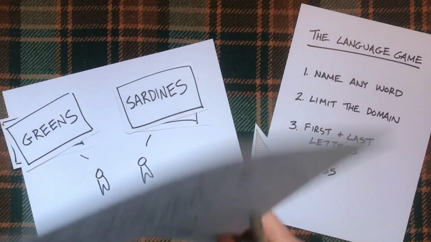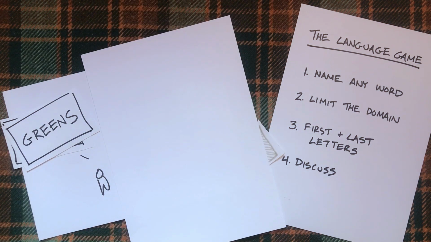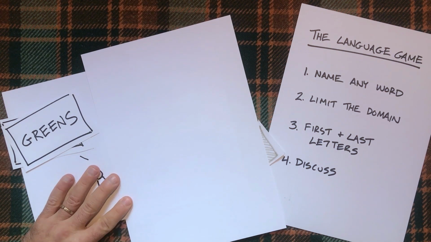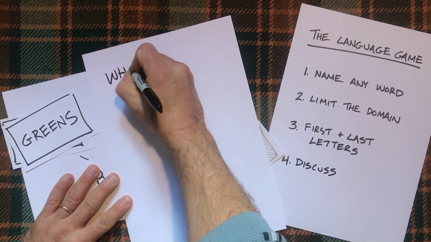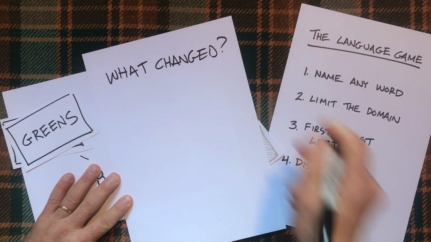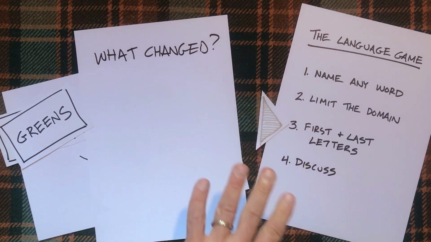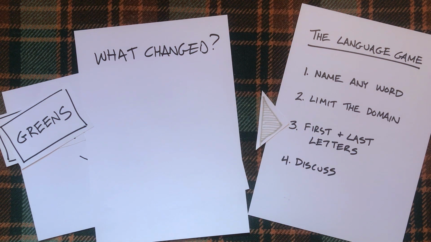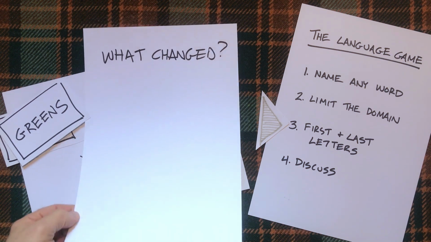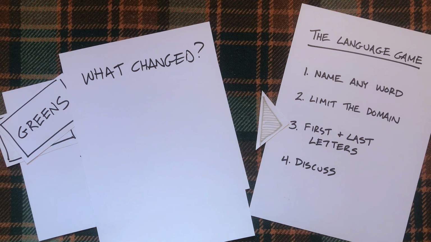So here's some possible kinds of things that we could talk about in this exercise. So first of all, be sure and highlight what changed, right? What actually happened in that last version when we moved from just naming any word and limiting the domain, but once we got to the first and last letters, something changed. And I bet that even you watching this video were starting to think yourself, okay, what's a word that could go here that begins with G or begins with S, that's still a food.